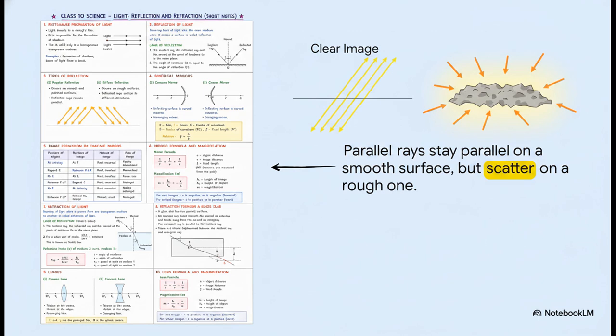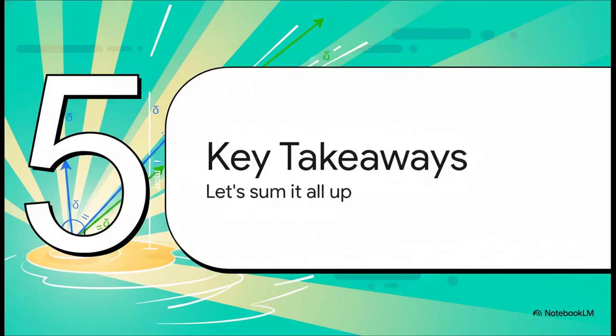But on a rough surface, something fascinating happens. Now, get this, each individual light ray is still perfectly obeying that I equals R rule. But on a microscopic level, the surface of that paper is like a mountain range. So one ray hits a tiny slope, another hits a little valley, and they all bounce off in totally different directions. The light gets scattered, and that's why you see brightness, but no clear image of your face. And really, that's the whole shebang.